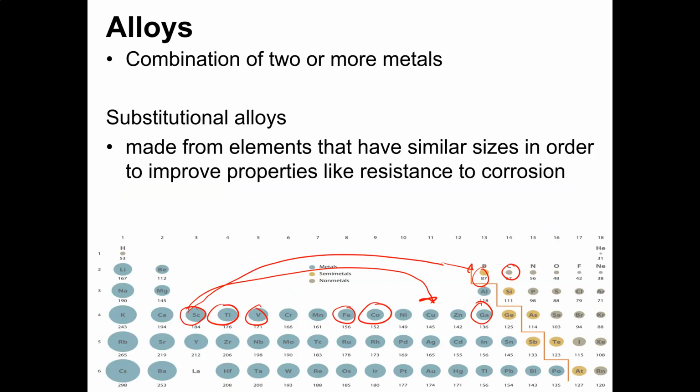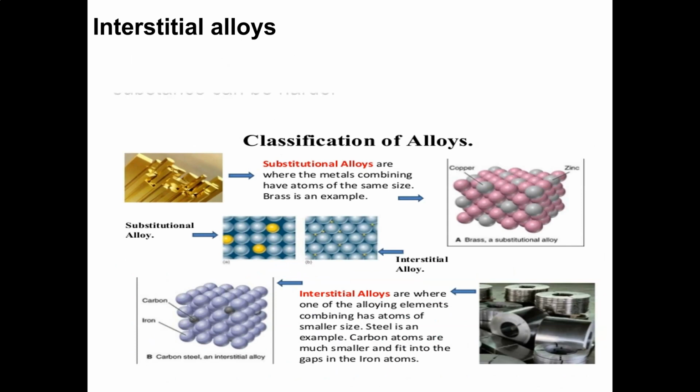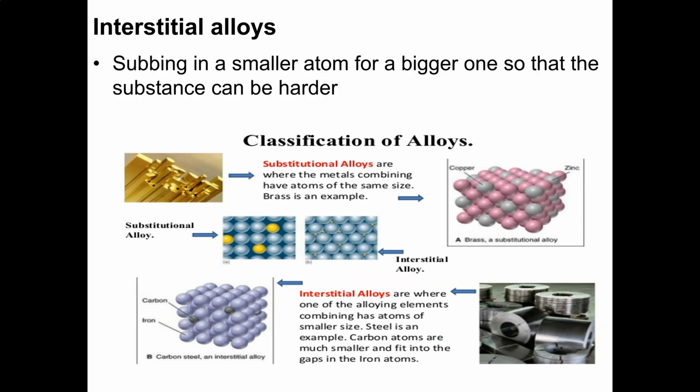Shortcuts. And one thing I forgot to mention about this: the reason you do substitutional at all is that it's better at resisting corrosion, and that makes it more effective, like chrome, for example. These materials are made of multiple metals that prevent it from rusting as easily. Stainless steel as well. Interstitial, on the other hand, is subbing a small atom for a bigger one. Why do you do that? It makes it harder. So here, once again, is an example of substitutional. You can see the atoms in the substitution are similar, right? The difference between these two is not that large. Brass is an example of that.